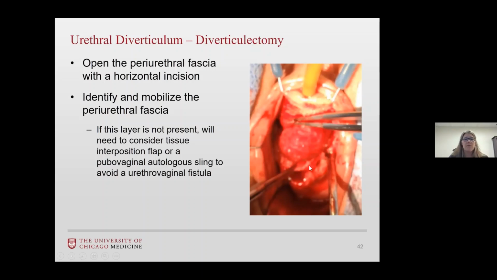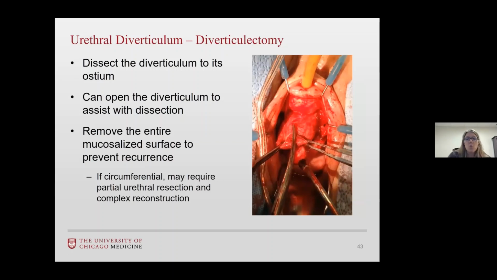Sometimes if that periurethral fascia isn't robust or isn't present, then you'll need to consider a tissue interposition flap or an autologous sling because you want to avoid a urethrovaginal fistula. So you want to dissect out the diverticulum to its os. In general, a lot of your dissection is going to be with it as much as possible keeping the fluid in it. It helps to show you the tissue planes and will aid with your dissection.